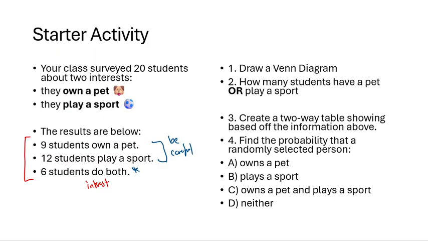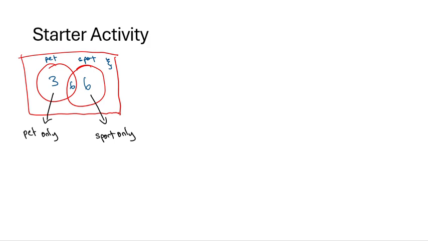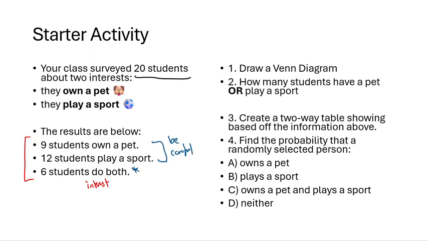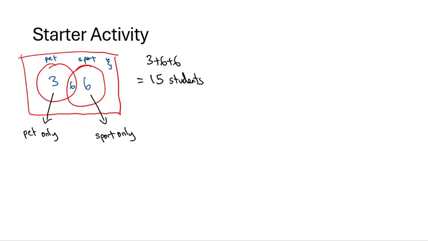Now, the question mentions that we have 20 students. Let's count up how many students we've got so far in our Venn diagram. First we have 3 plus 6 plus 6, and that equals 15 students. But we need 20. So you can make a deduction: 5 of them have no interest in pets, and no interest in sport as well. That's where you get the 5 from.